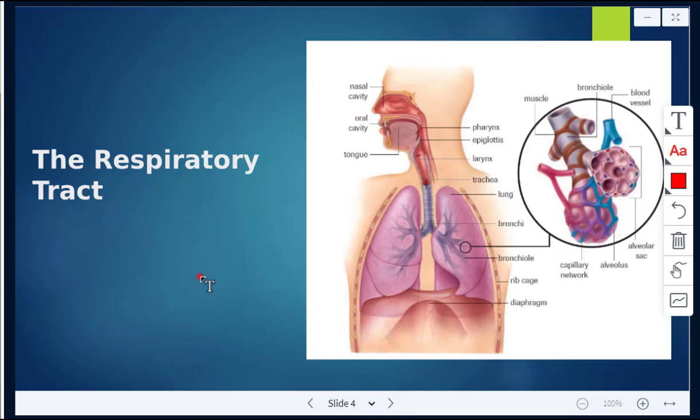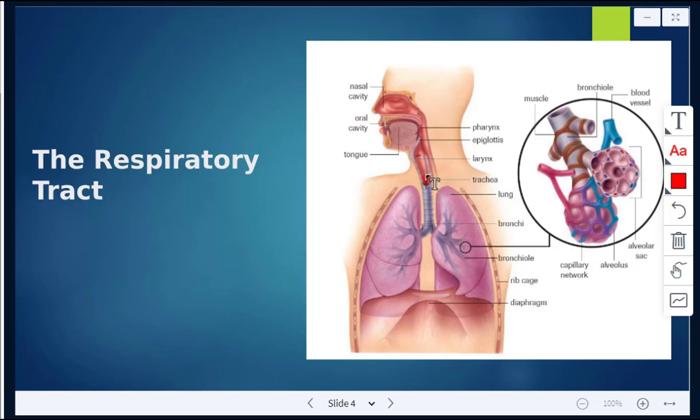All right, so here is the respiratory tract. So we have the nasal cavity and the oral cavity, and together they form this common area here called the pharynx. This here is the tongue. This flap-like structure here is called the epiglottis, and it makes sure that food does not enter your windpipe. This is the larynx.